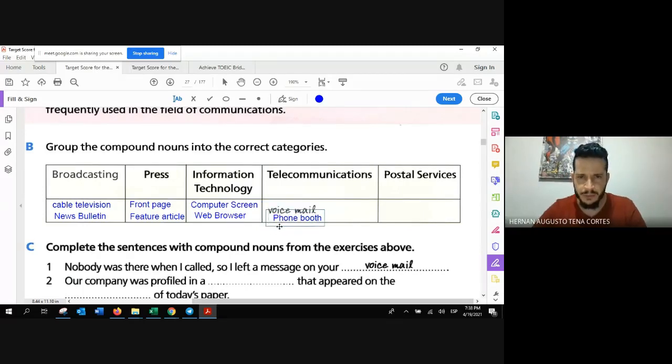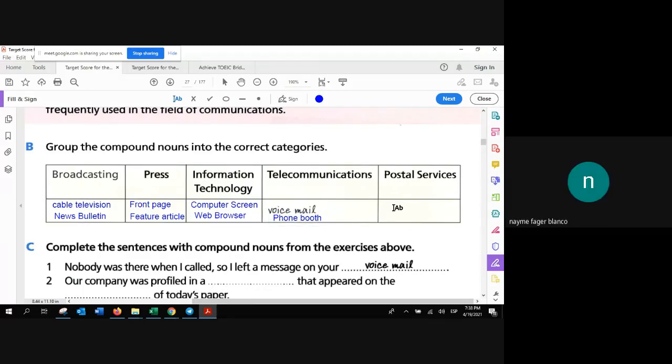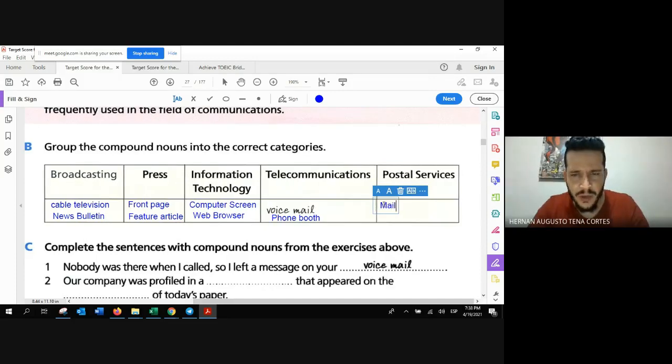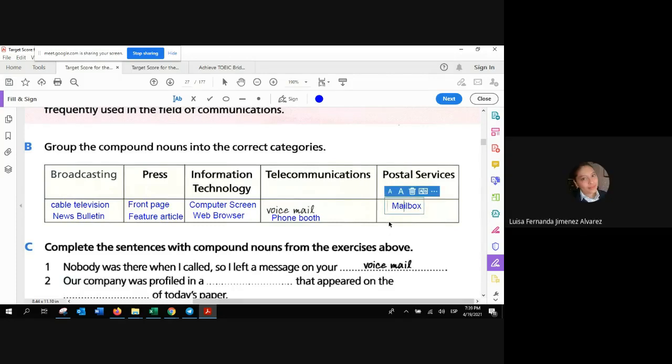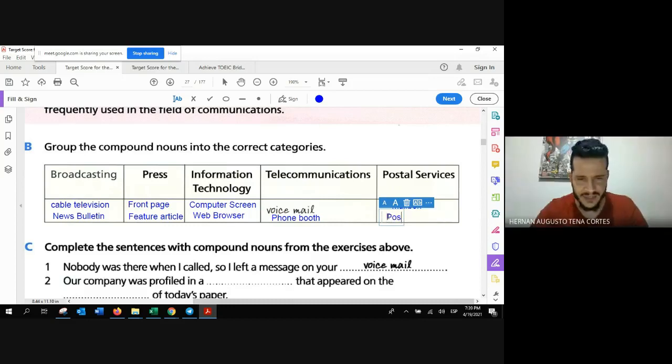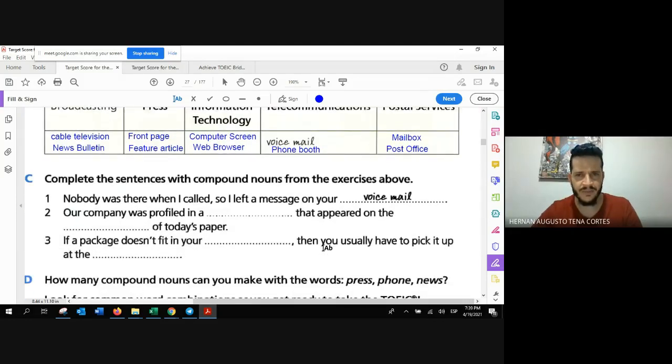All right, now let's go to postal services. News bulletin. Mailbox. Okay, mailbox, because we used news bulletin already in broadcasting. So we can use mailbox here. One more for postal services. What can we use more? Post office. Yes, post office. All right, guys, very, very good.